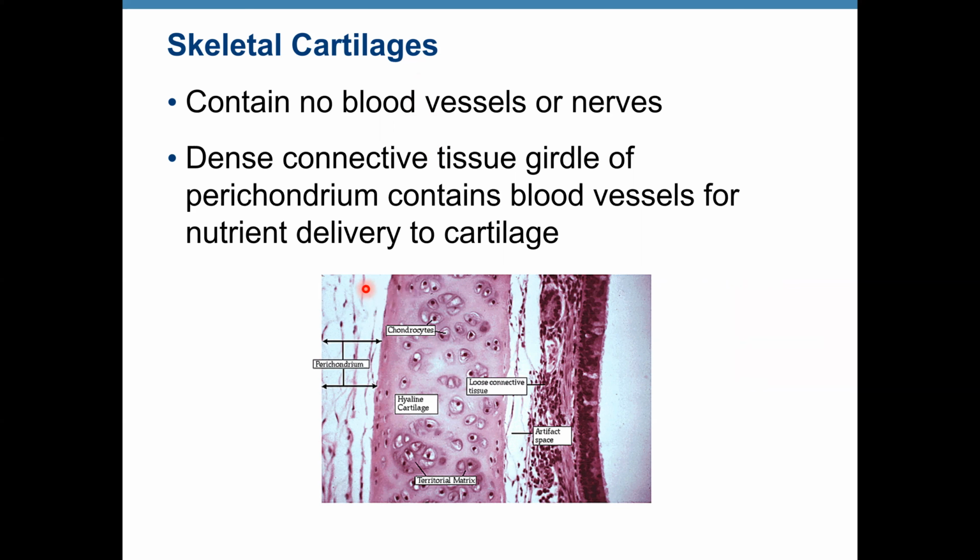Also, cartilage is covered by dense connective tissue called perichondrium. And perichondrium contains blood vessels for nutrient delivery to the cartilage. So blood vessels found in the perichondrium supply this cartilage with oxygen and nutrients by diffusion. So nutrients and oxygen diffuse to the cartilage, and waste products diffuse back to the blood vessels.